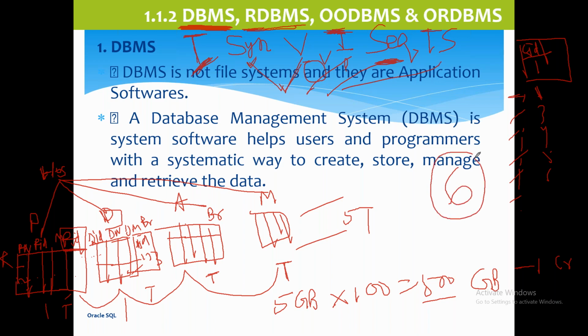How many objects are there? This is an interview question. We'll see practically all the required objects later. So these 6 objects they have added, and the name they have given is Object Oriented Database Management System, OODBMS.